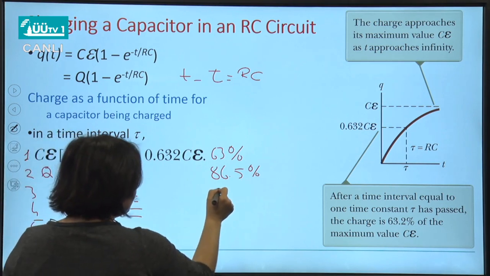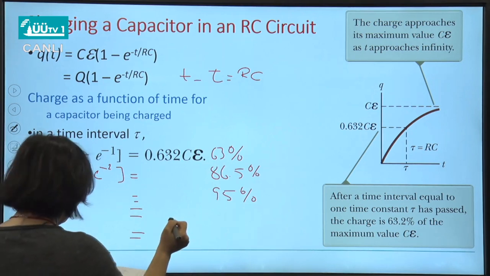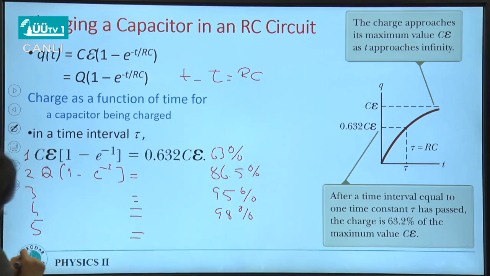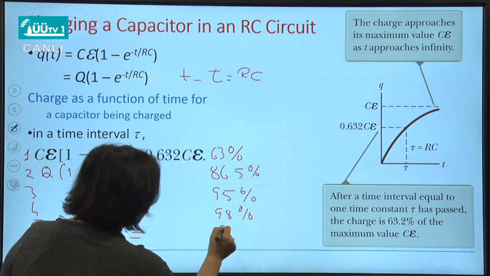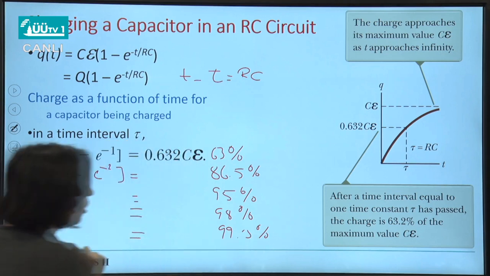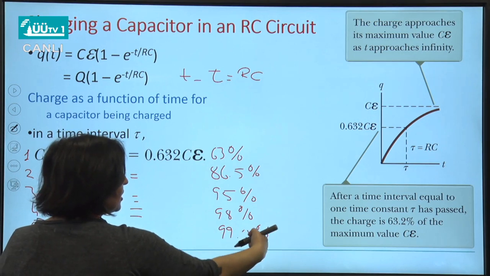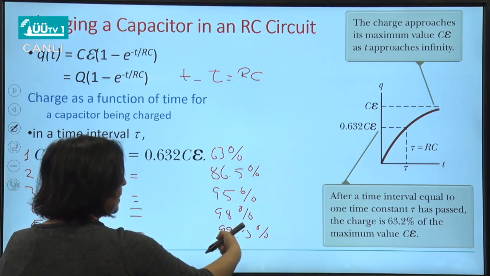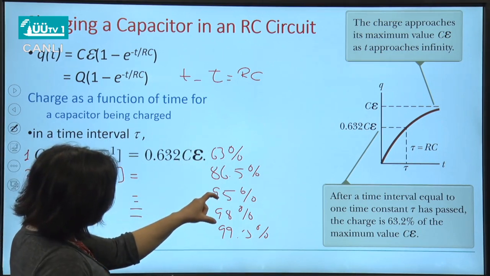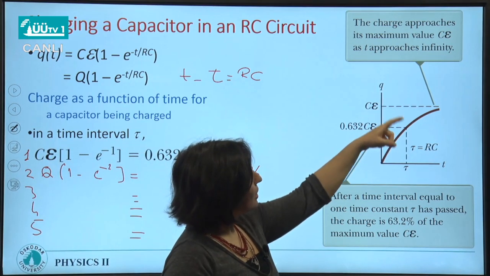After 3 tau time, it will be 95% of the maximum. After 4 tau time, it will be 98%. And after 5 tau time, it will be 99.3% of the maximum. After 5 tau time, we really reach the maximum, the 100%. But as you can see here, the charge is increasing exponentially. So we obtain an exponential graph here.